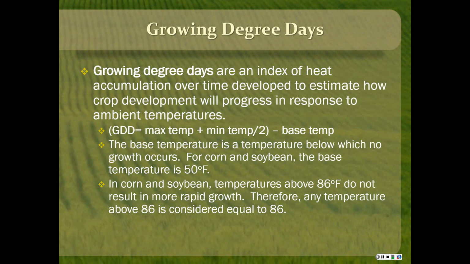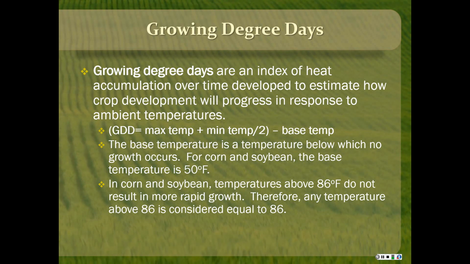Agronomists and soil scientists use what are called growing degree days, which is just an equation that's developed. It's an index of heat accumulation over time that's developed to estimate how crop development will progress in response to temperatures. Basically this is used because, if you have a variety of corn or whatever that's supposed to mature in 60 days, 80 days or whatever, it's not always going to be 60 days or 80 days every year. If you have a cool year, it will take longer for your plant to mature, or if it's warmer, it will mature faster, to a point.